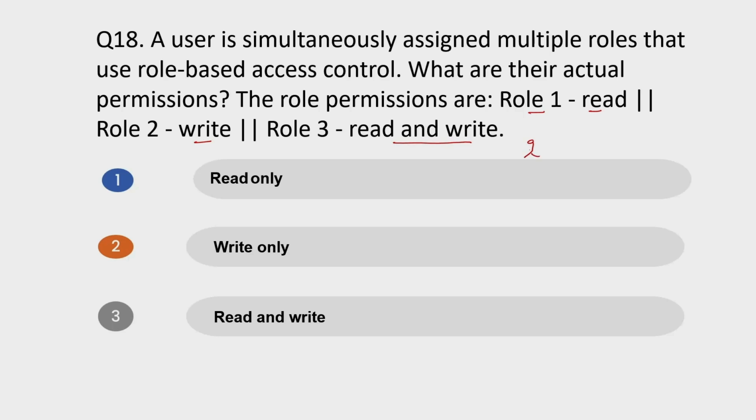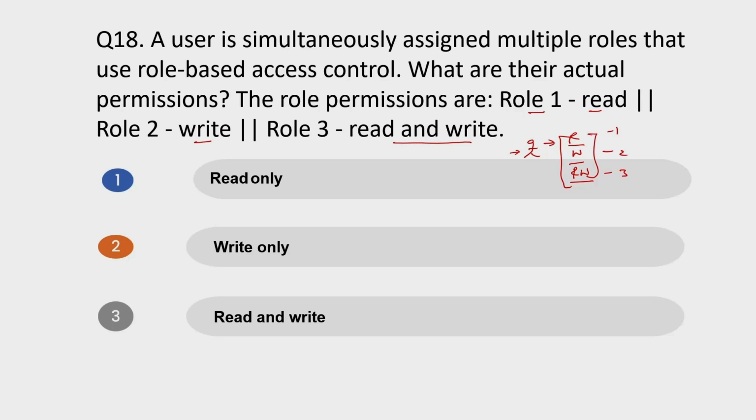So let us say a particular user is assigned with read permission, write permission, and read write permission. So this is the scenario. This is the first scenario. This is the second scenario, and this is the third scenario. The question is asking what will be the permission? What will be the actual permission when you use this kind of role-based access control permissions?